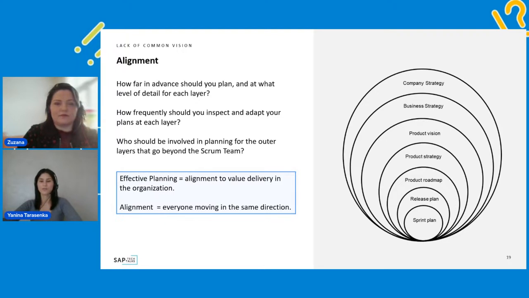So to achieve the alignment, it's essential to have the common vision, common goals, shared planning, and shared roadmaps on different levels, especially if we speak about the scaled setup. Remember our example with the product owner going to another team and asking them to make something for you. And probably the answer will be no, because the goals are not shared. So all this helps us in setting up the right artifacts, processes, and involving the right people.